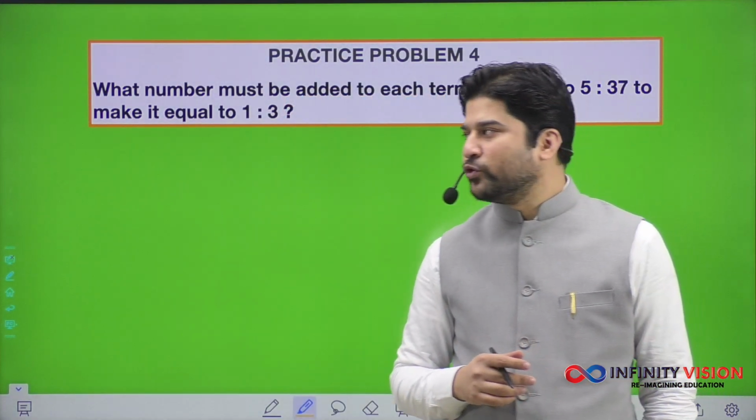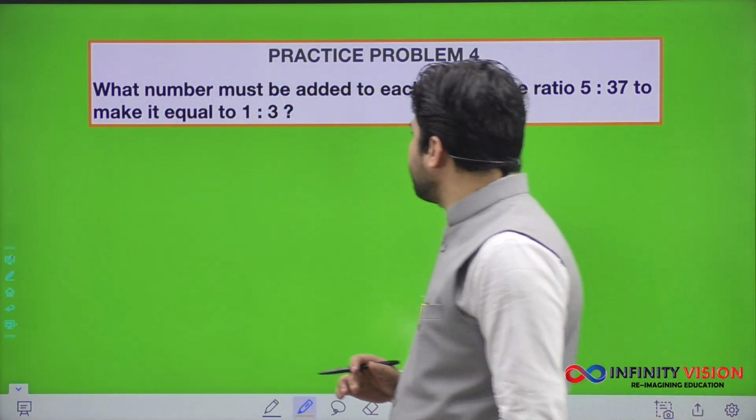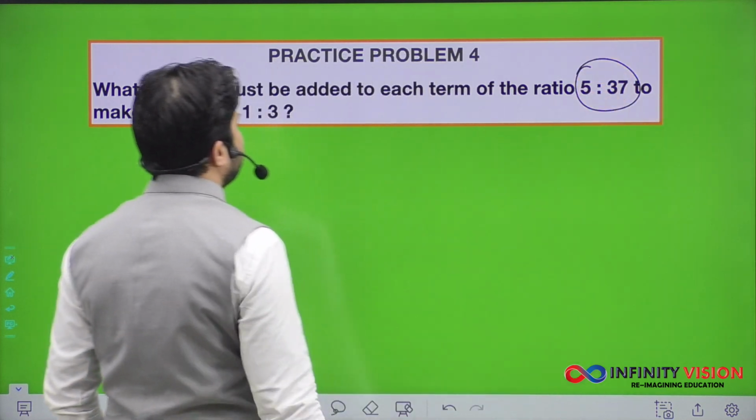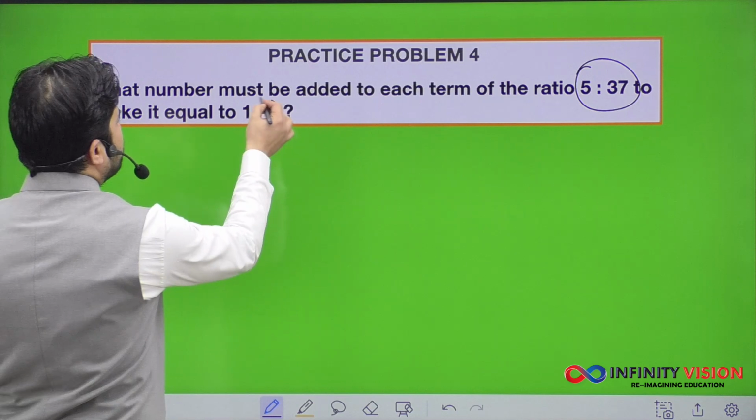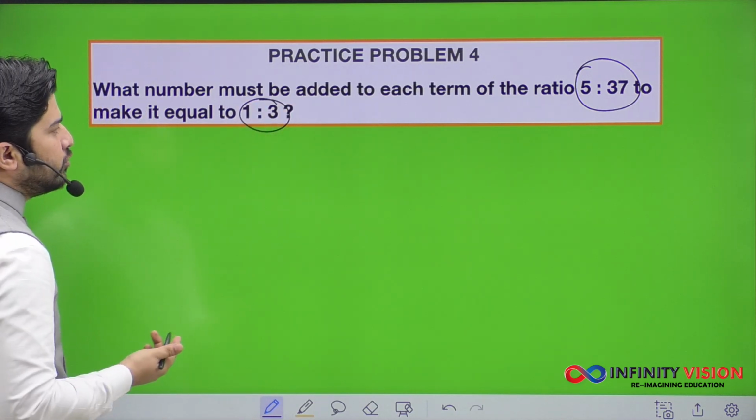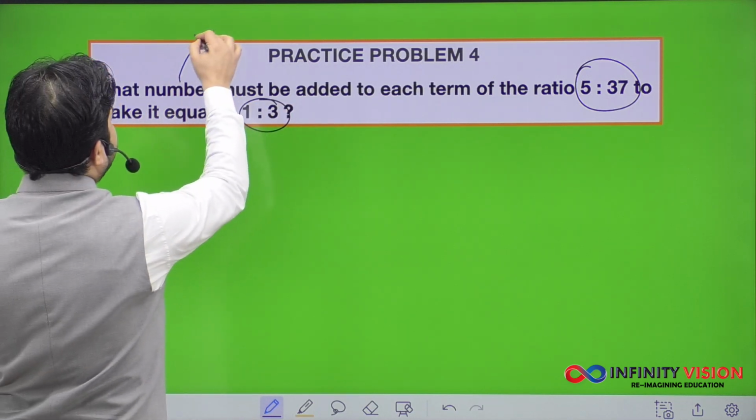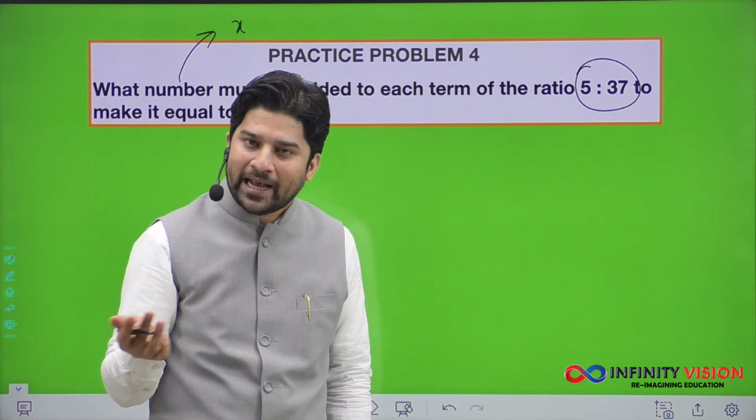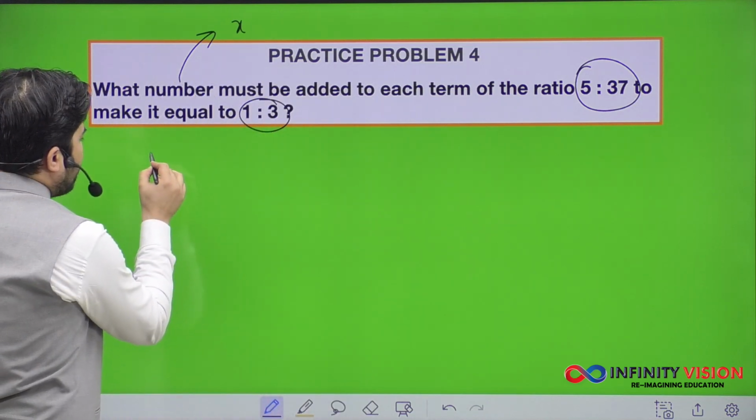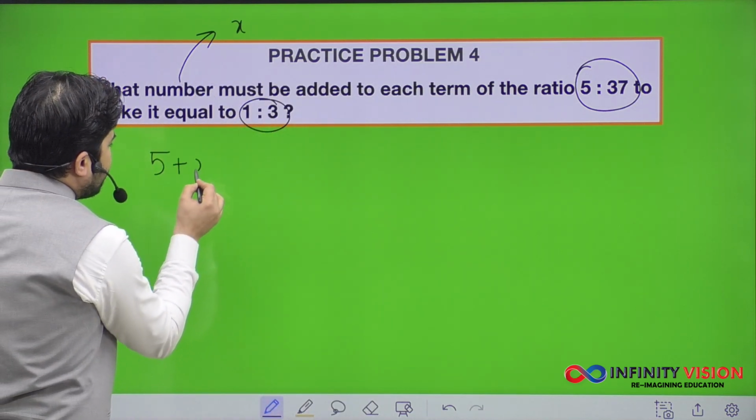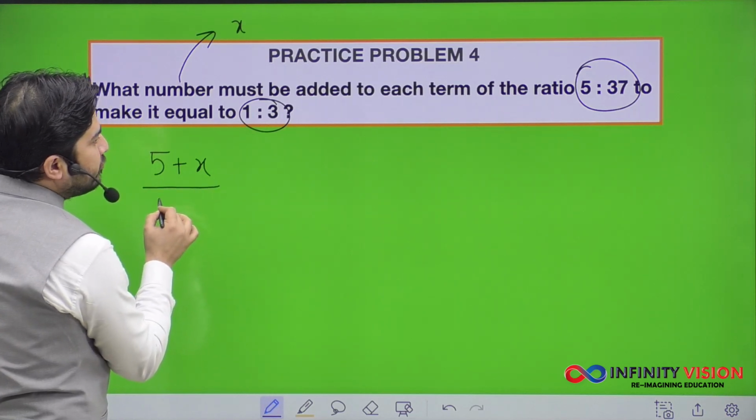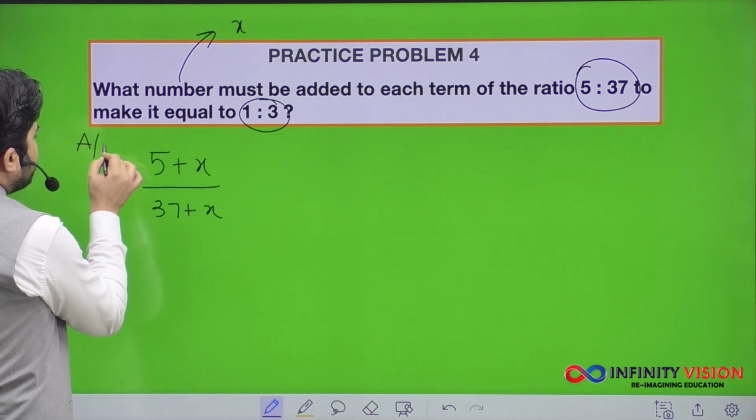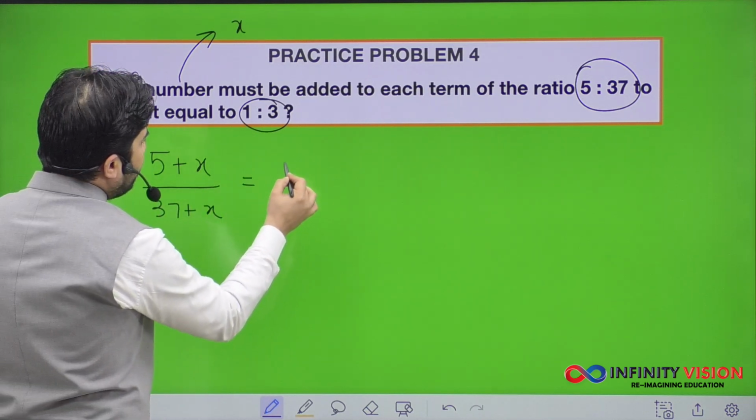Now let's read our fourth problem. What number must be added to each term of this ratio, 5:37, so that it becomes equal to 1:3? So let that number that needs to be added be x, and you are adding this x to both antecedent as well as consequent. So the antecedent would become 5 plus x, and the consequent would become 37 plus x. And you can say, according to the question, this is equivalent to 1 upon 3.